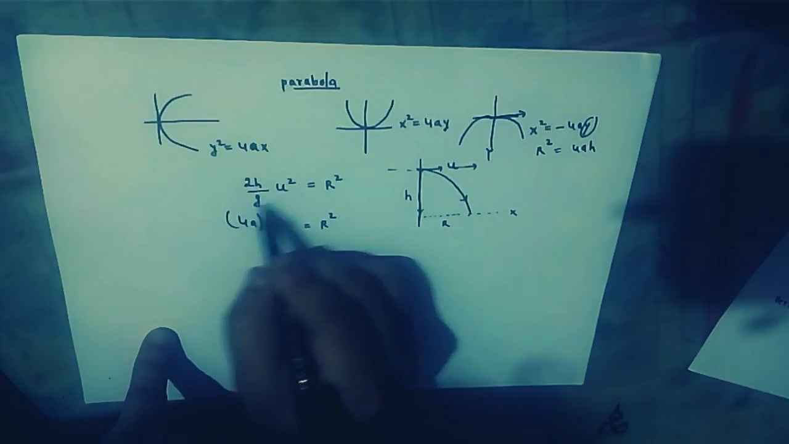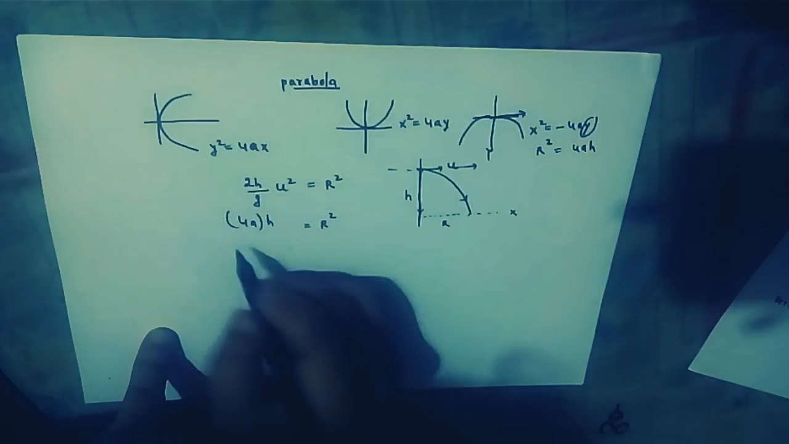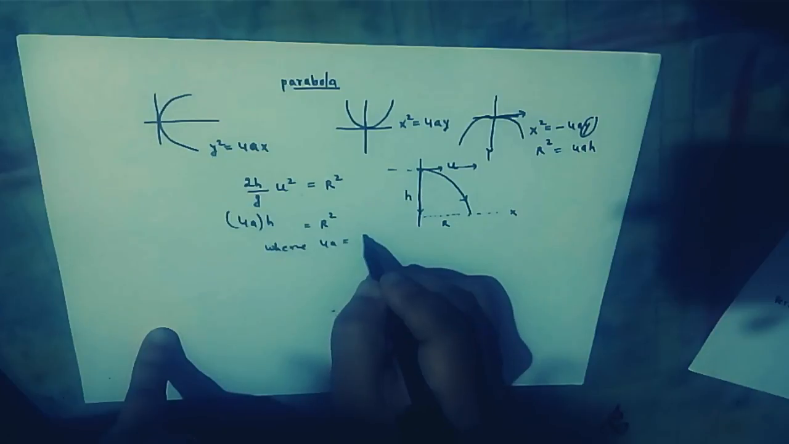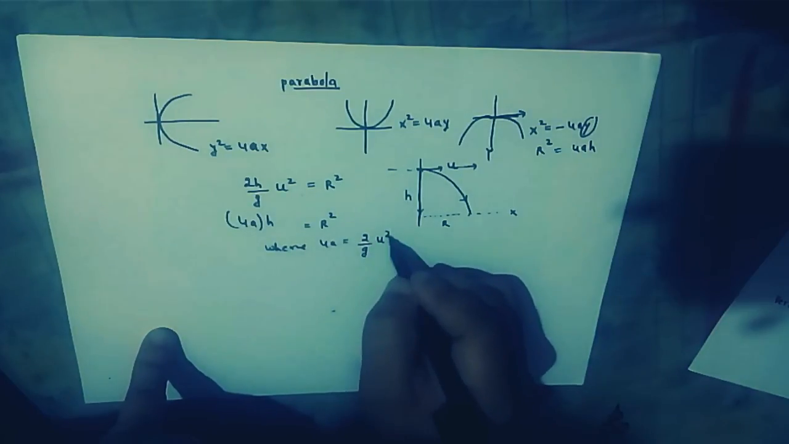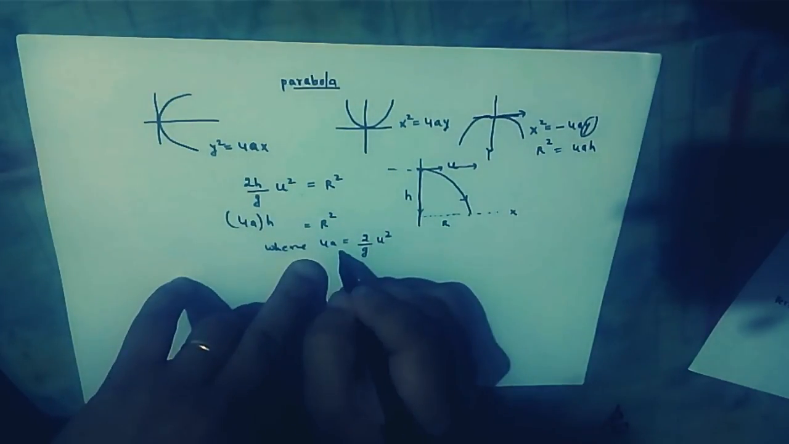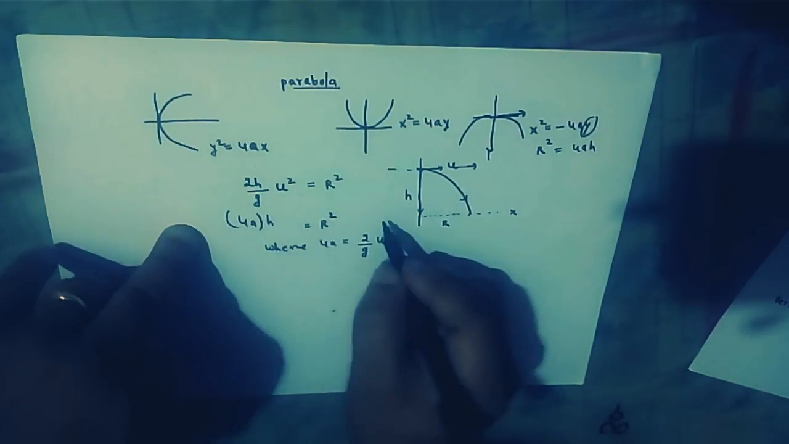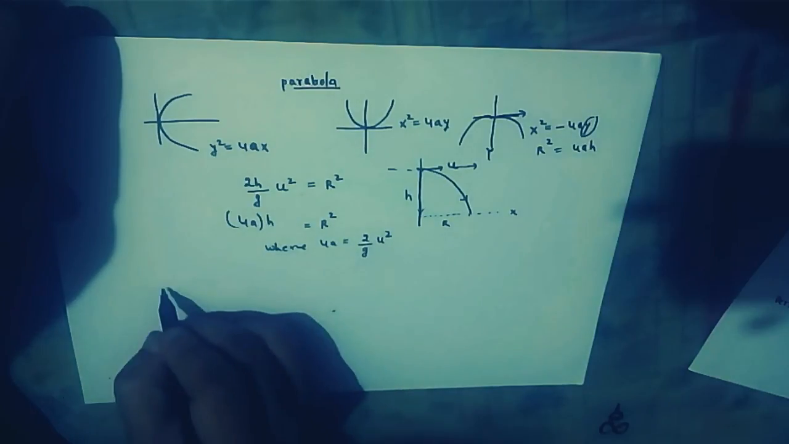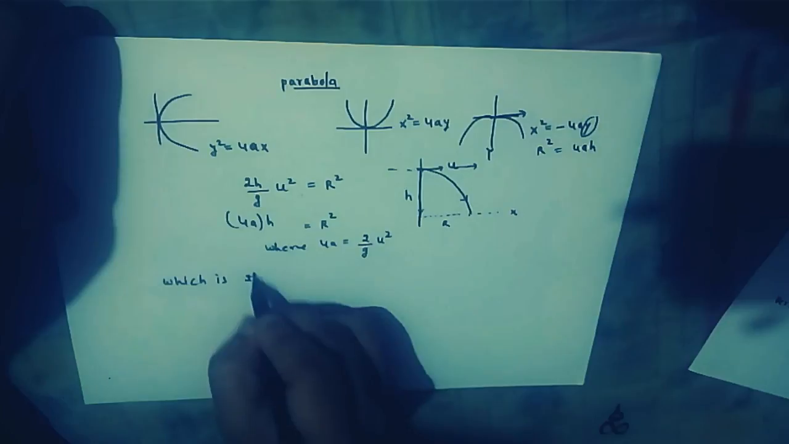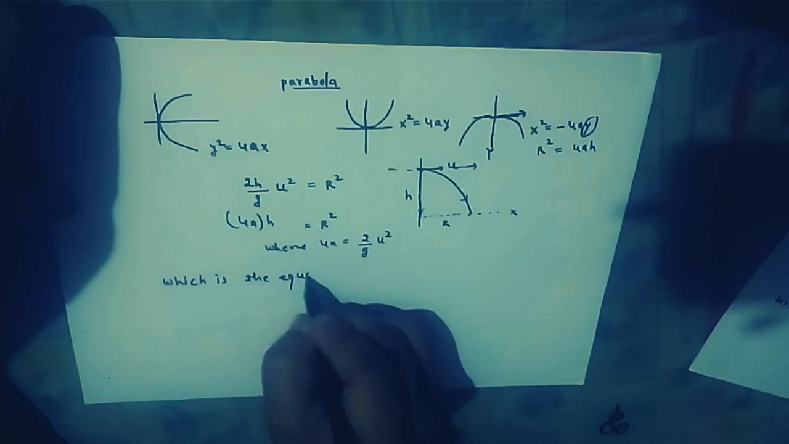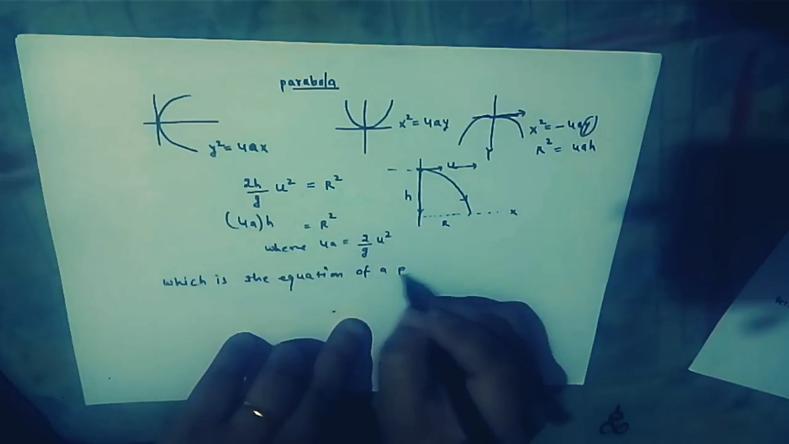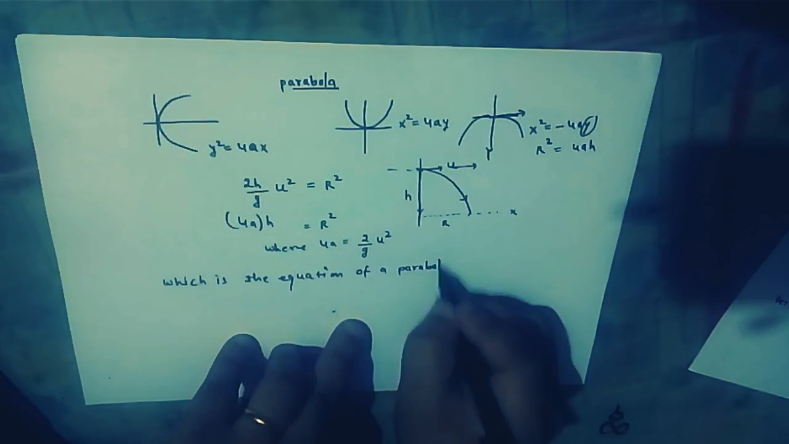So it resembles this equation, so you can write r square is equal to some 4a h. Here 4a is 2 by g of u square. If you replace 2 by g u square with 4a, you will get this equation, which is nothing but the equation of a parabola, right?